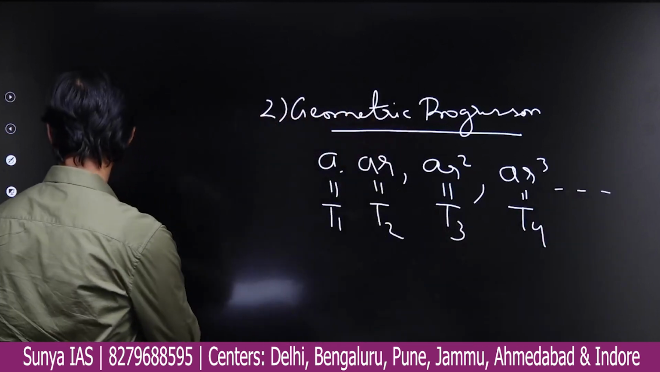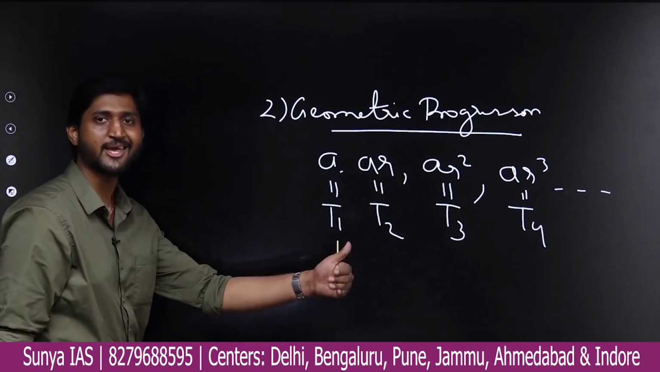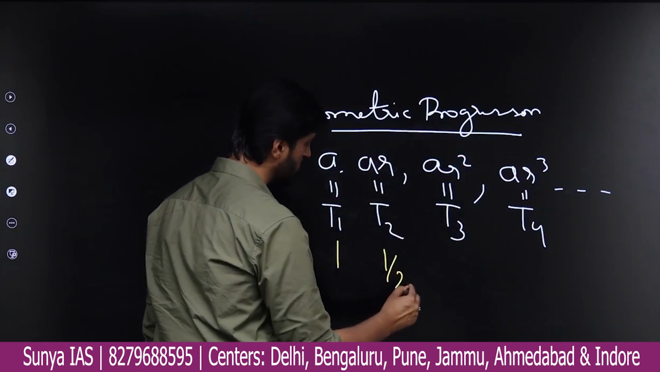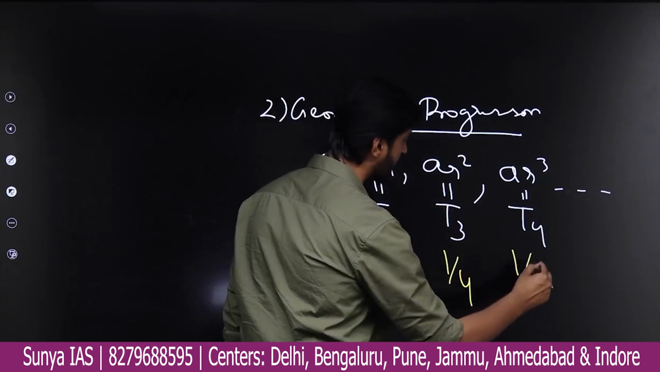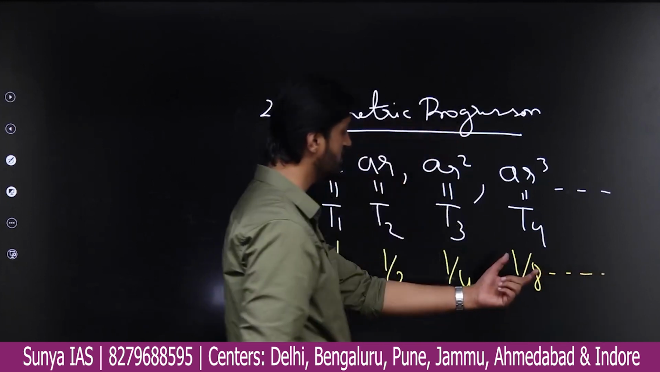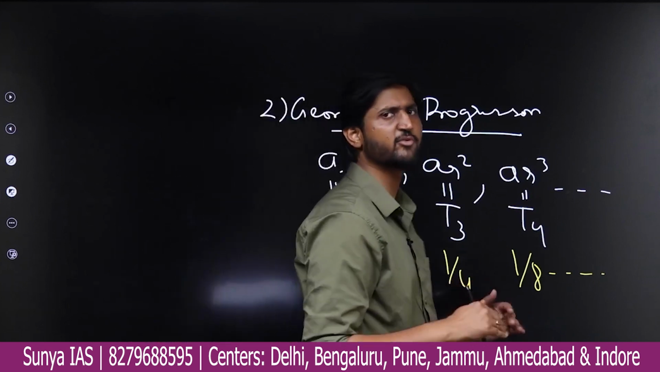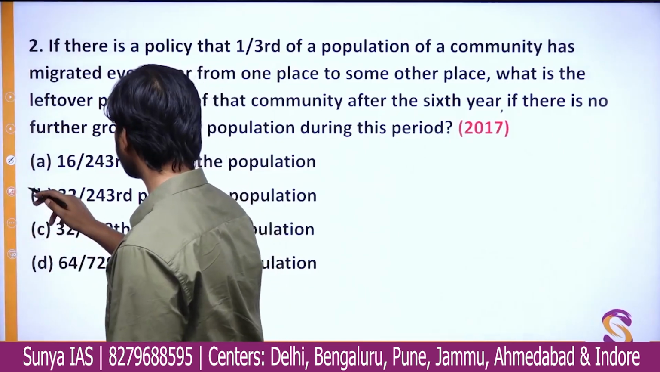Let us take an example. If the first term is equal to 1 and we keep multiplying each term with 1 by 2, we will get 1 into 1 by 2, that is 1 by 2. Then further multiplied with 1 by 2, you will get 1 by 4, then 1 by 8 and so on. Such a series is called a geometric progression. There are a lot of formulas, but we will not discuss them. We will just see how the questions can be solved. So let us focus on this part now.